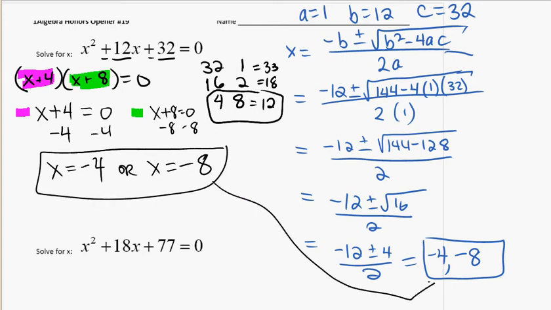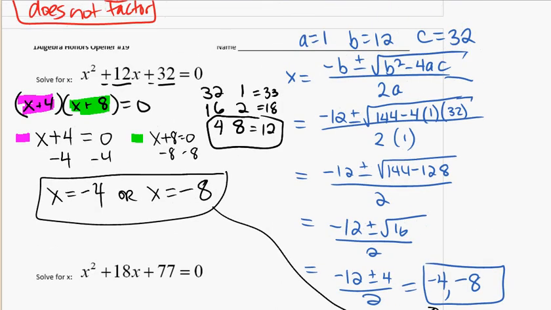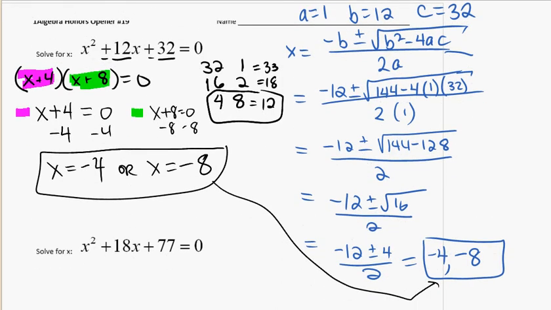Okay, so I'm going to try the next one. But if not, I'm going to continue. So I'm going to factor the left side into two binomials. Now I have x and x. And now I'm looking at factors of 77 that multiply to 77. 1, 2 I don't think goes in.